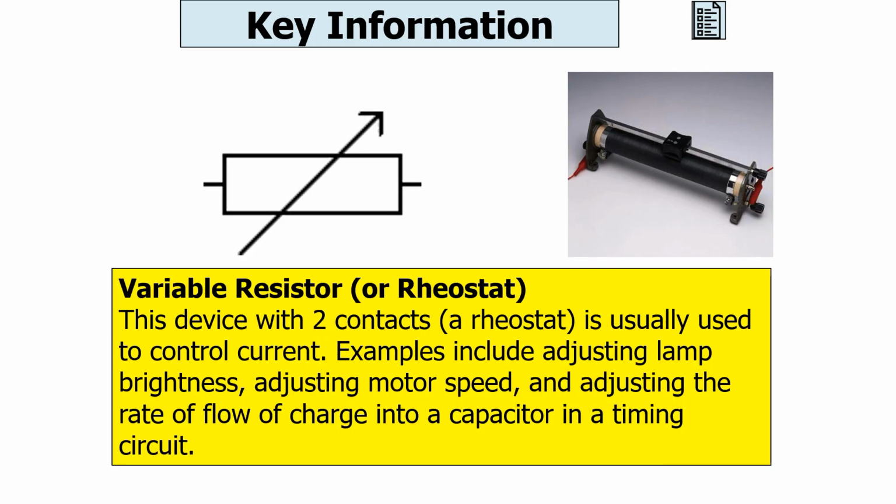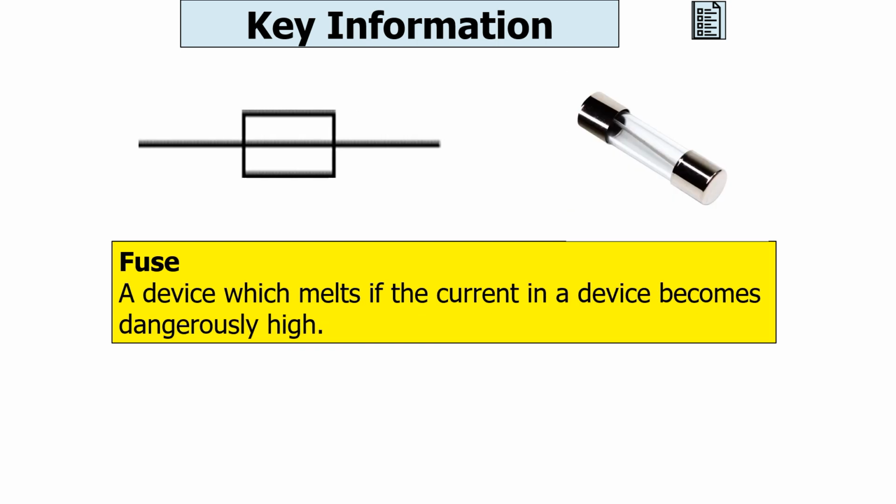The variable resistor or rheostat. This device with two contacts is usually used to control current. Examples include adjusting lamp brightness, adjusting motor speed, and adjusting the rate of flow of charge into a capacitor in a timing circuit. A fuse, a device which melts if the current in the device becomes dangerously high.